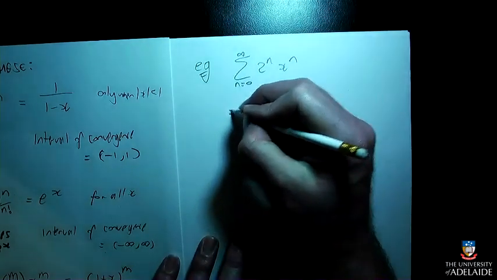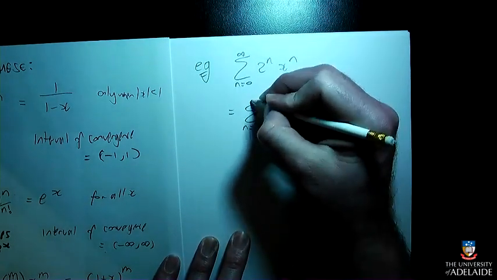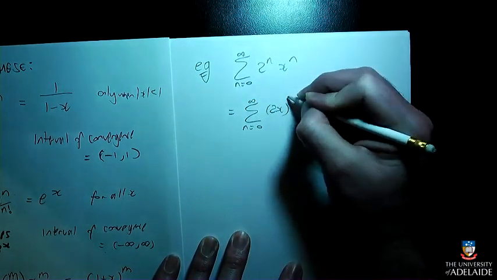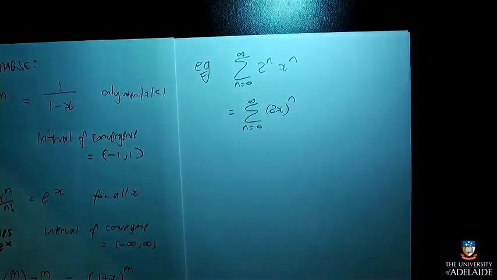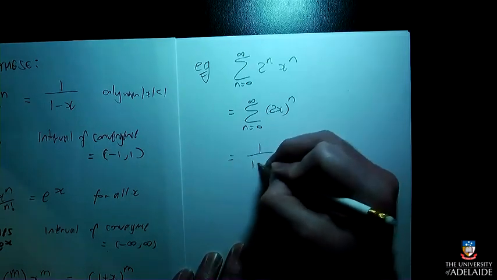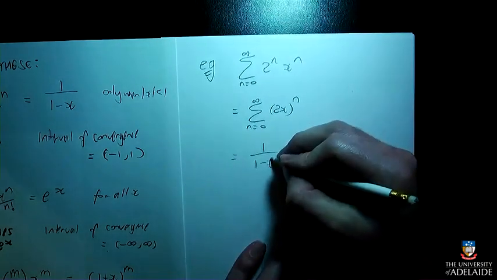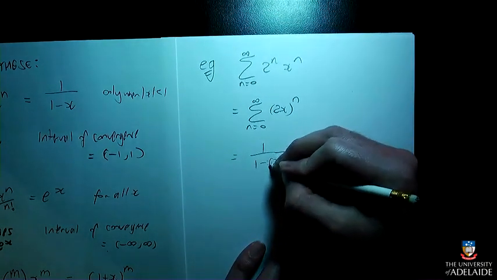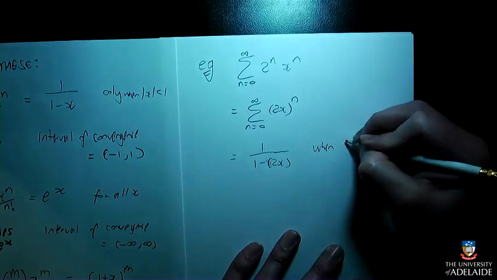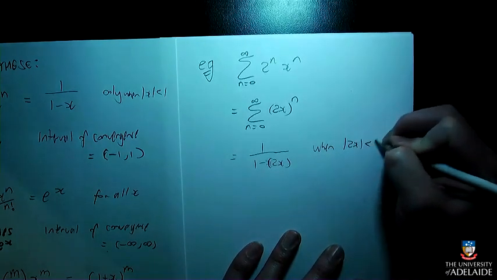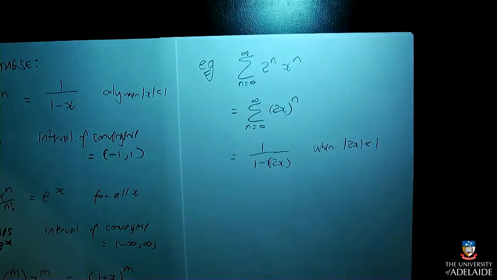So I could go like that. And this would be 1 over 1 minus 2x, when the absolute value of 2x is less than 1. This is the same thing as the geometric series, I've just got 2x instead of x.